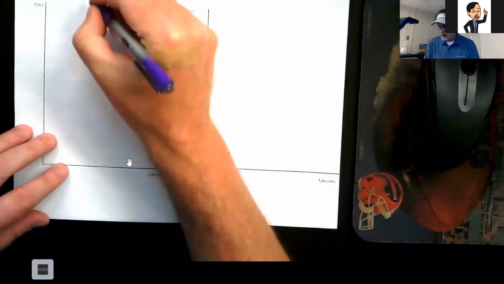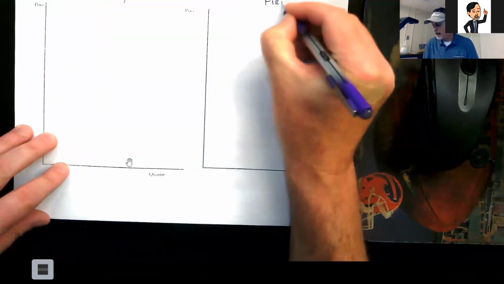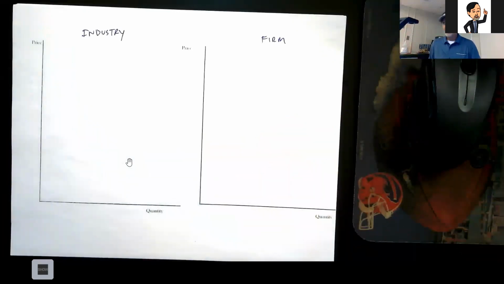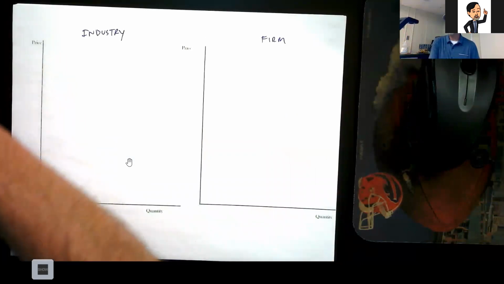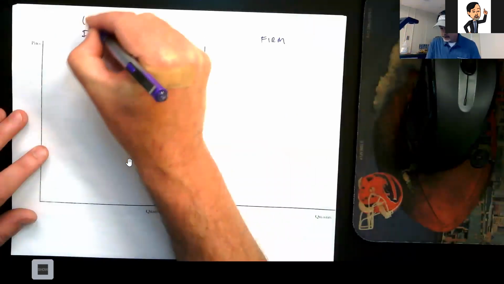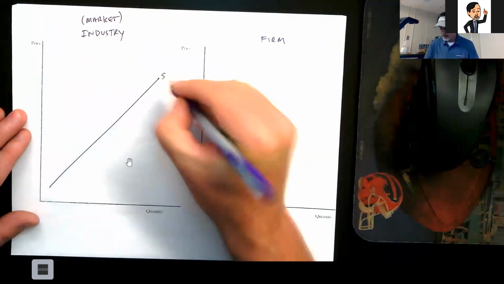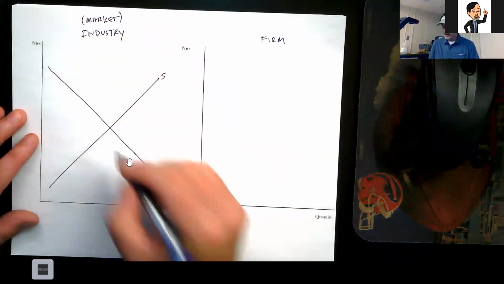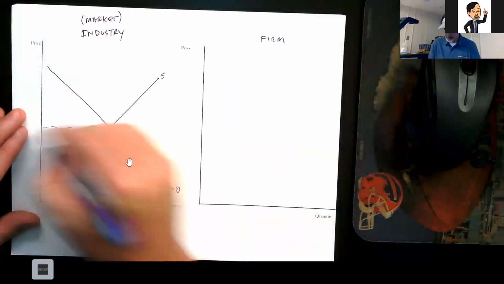So one thing we always remember is we have industry and firm. The industry is all of the firms together, and the firm is a representative firm within that industry, okay? So a market or an industry is always simply going to be supply and demand. That is always going to be your marketplace. So there's our Q, there's our P.